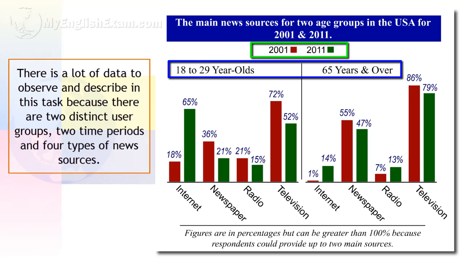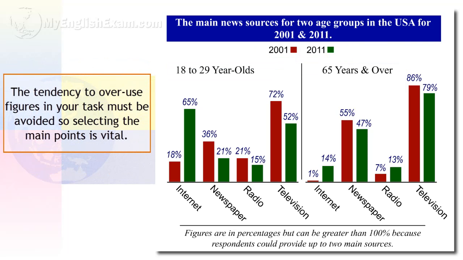There is a lot of data to observe and describe in this task because there are two distinct user groups, 2 time periods and 4 types of news sources. The tendency to overuse figures in your task must be avoided, so selecting the main points is vital.